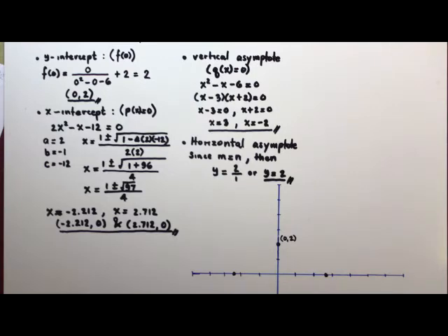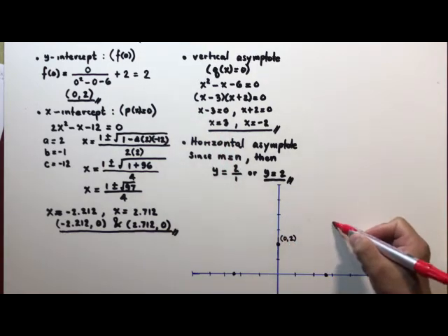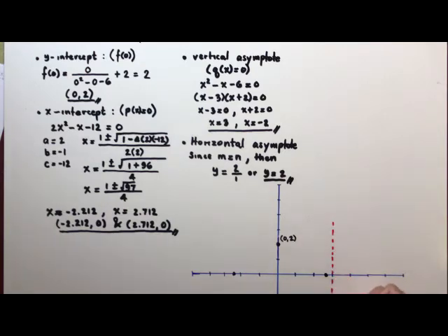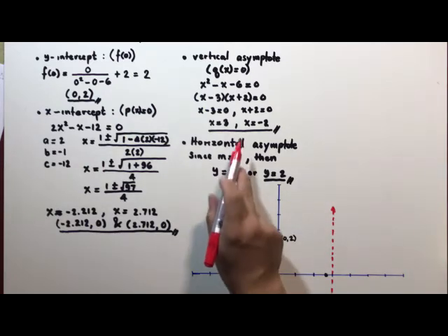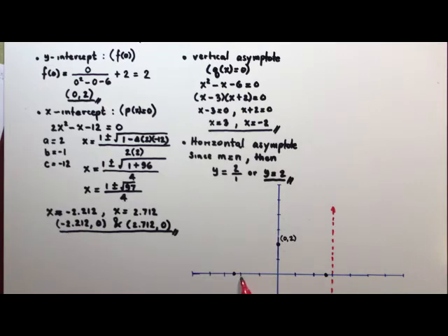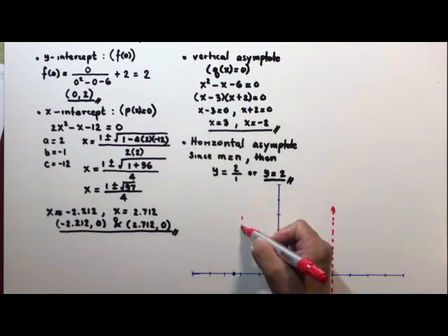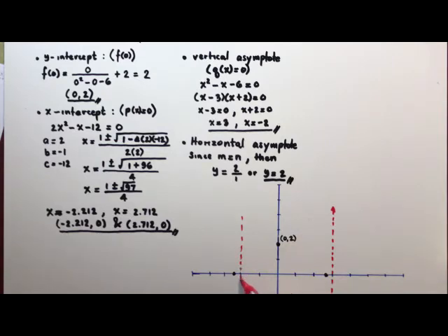Those are our x-intercepts. And we have also our vertical asymptote, x equals 3. So here, this is our vertical asymptote, x equals 3. It's a vertical line, 3 units from the y-axis. And we have another vertical asymptote at x equals negative 2, which is 2 units to the left of the y-axis. And then we have also the horizontal asymptote, which is y equals 2. So here is our horizontal asymptote.